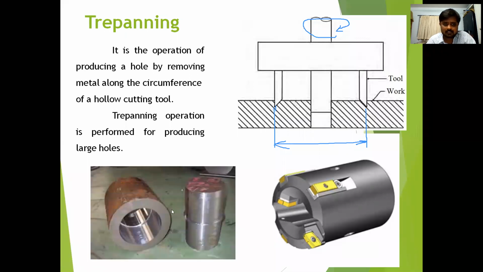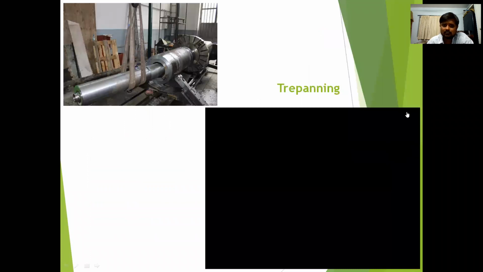We'll get some idea. Say this is the object. By removing this material, it forms the hollow surface. This is the base metal, and from this metal we removed this amount of material. So this is about the trepanning operation. For easy understanding, we'll see this video.